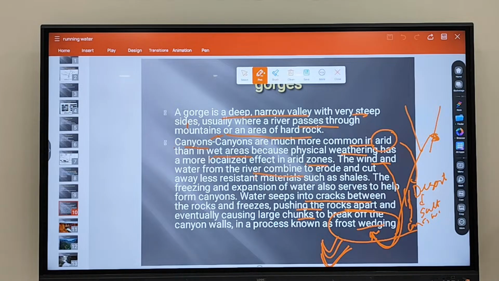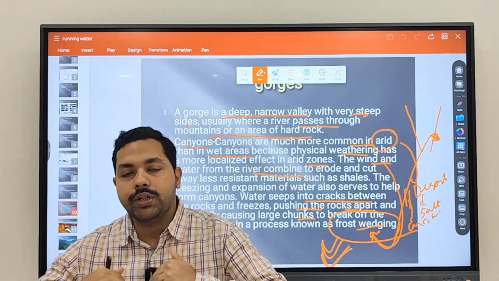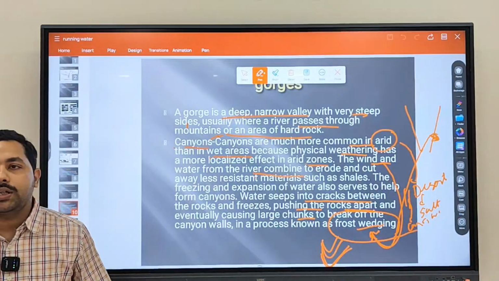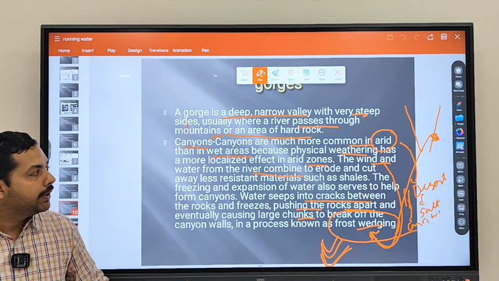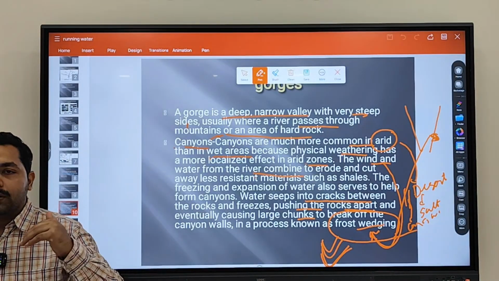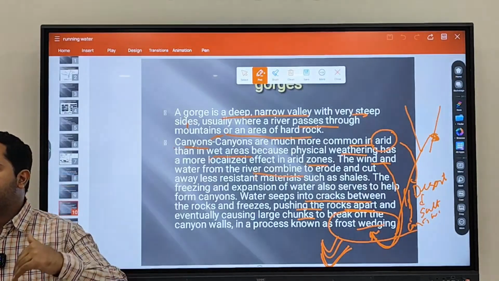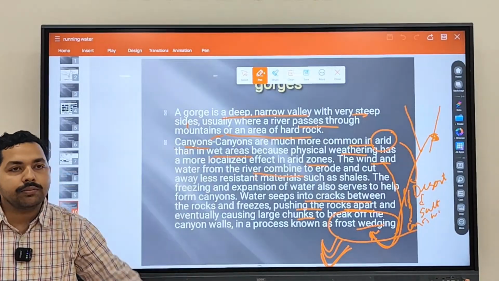canyon. Gorge is what? Gorge is a narrow channel through which a river flows in mountainous areas, with vegetation on either side of the mountain. Canyons are what? It is also a narrow channel through which rivers flow, but in a desert area, with no vegetation on either side. So an arid region is where you see canyons are more formed.